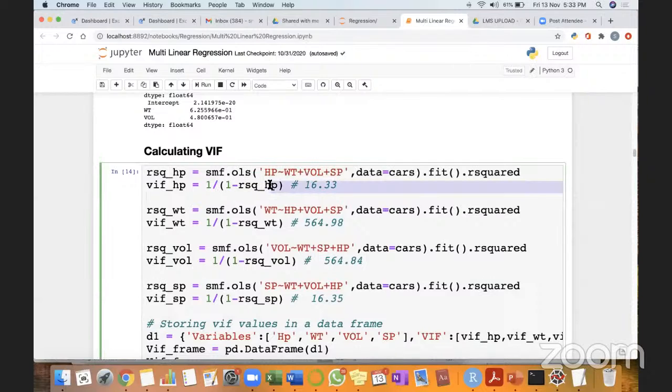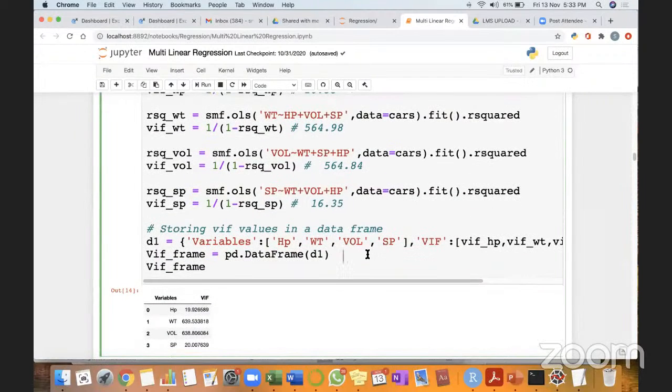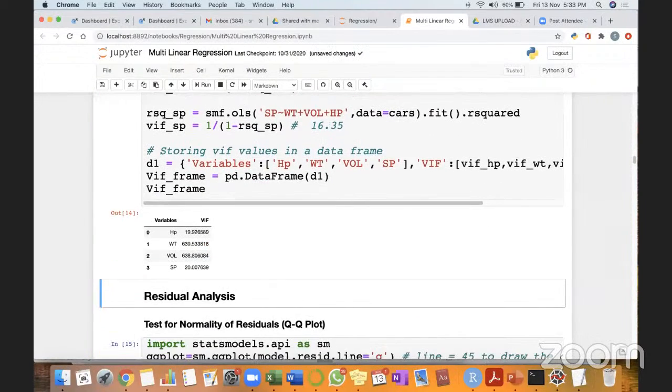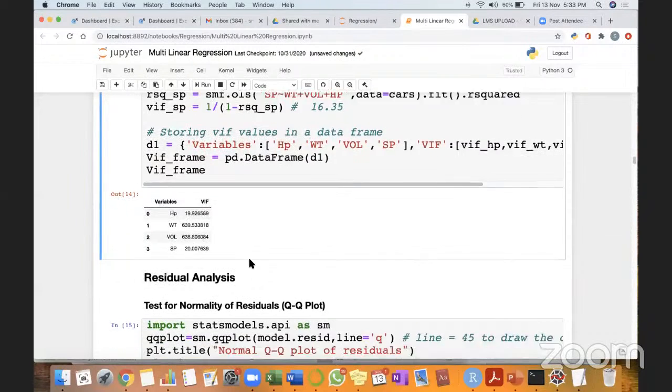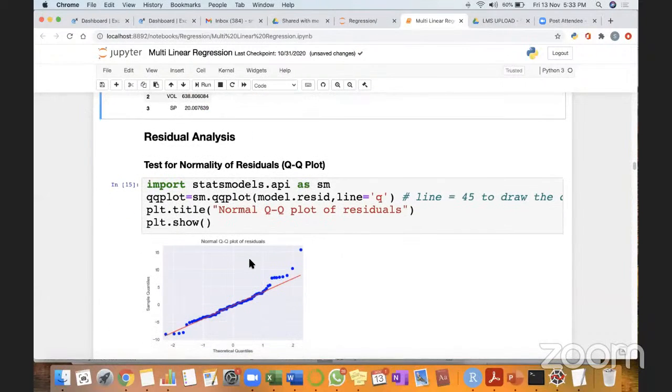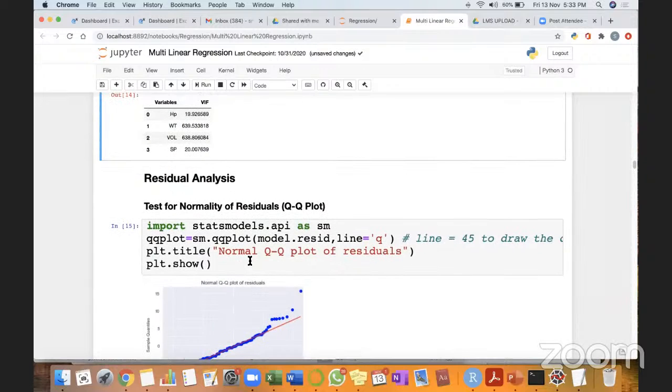Yesterday we have seen this formula, 1 by 1 minus r square of j. Let us compute the VIF values for each of these: 19 for HP, WT 639, 638 for volume, and 20 for SP. This is what we have seen yesterday, and if the values are more than 20, we can say those variables are involved in multicollinearity. We have to make a note of which variables are involved in multicollinearity.